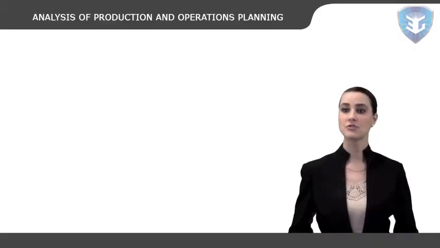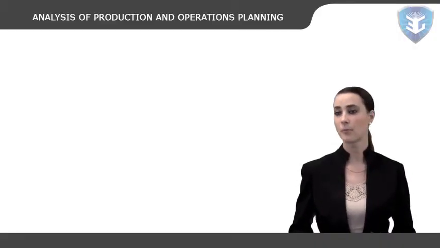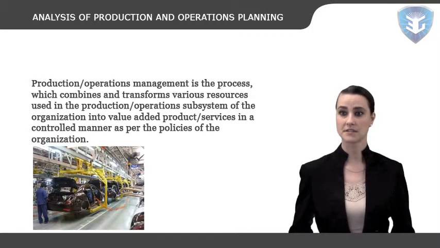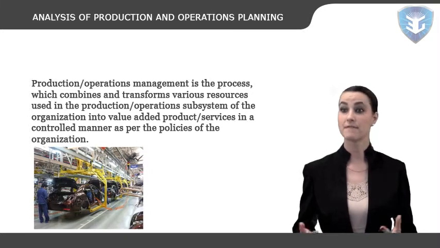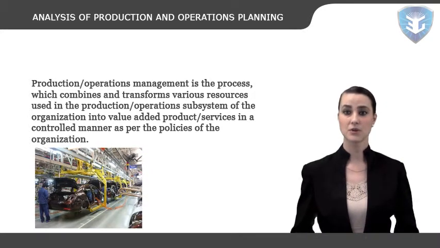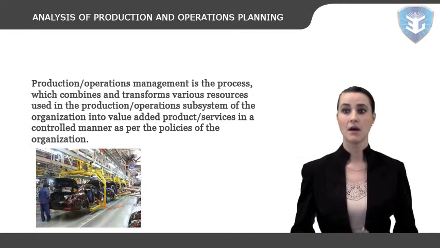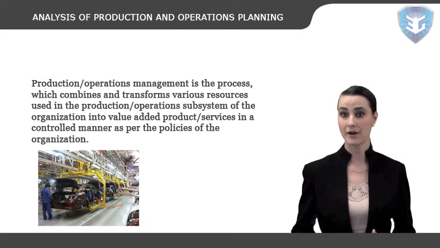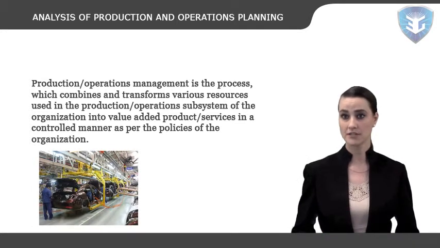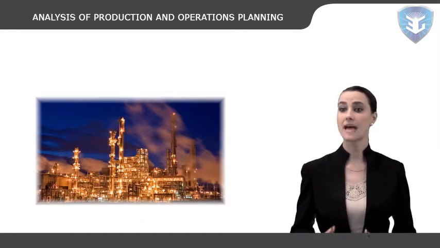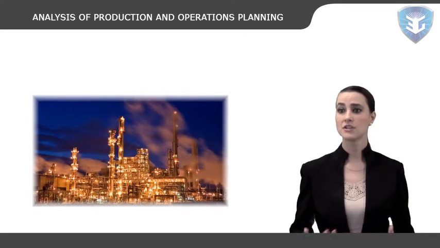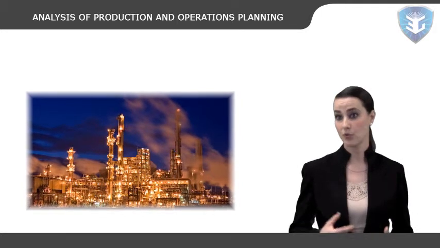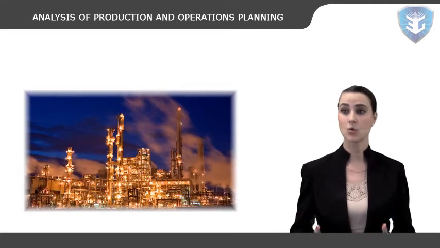Let's start with the introduction of analysis of production and operations planning. Production operations management is the process which combines and transforms various resources used in the production operations subsystem of the organization into value-added products and services in a controlled manner as per the policies of the organization. Therefore, it is that part of an organization which is concerned with the transformation of a range of inputs into the required product services having the requisite quality level.